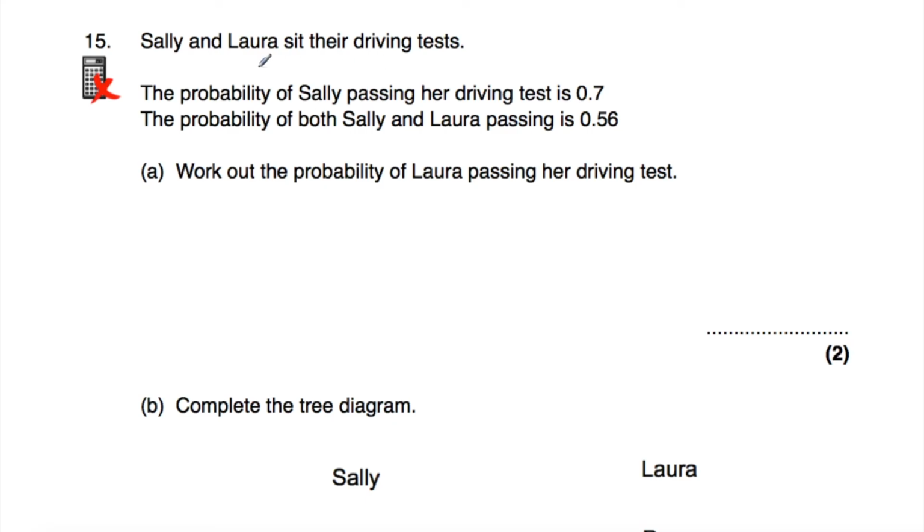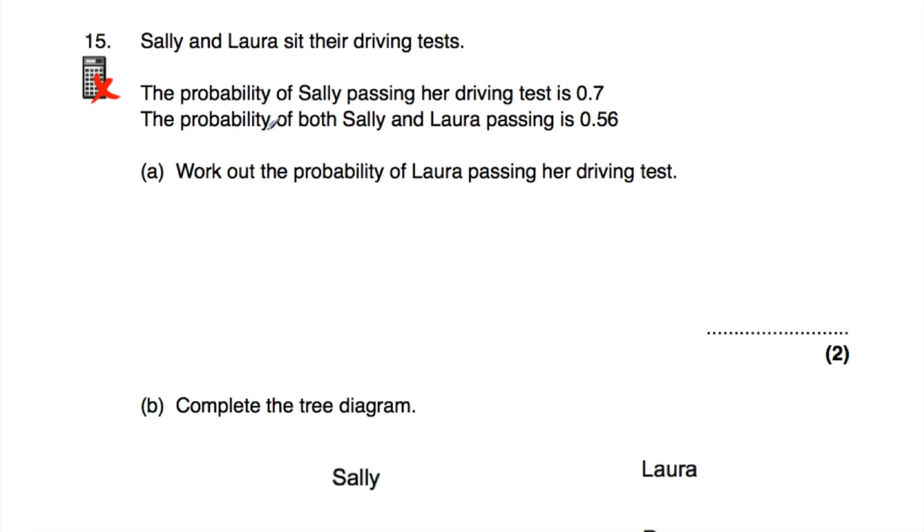Now in this question, obviously Sally and Laura sit the driving test. Those events should be independent of each other. Obviously the fact that Sally passes or fails shouldn't affect Laura passing or failing. Now in some real life situations it might do. Perhaps they're using the same driving instructor. Maybe if Sally fails really badly, it might put the driving instructor in such a bad mood that he's more likely to fail Laura. I'm not entirely sure. But in this question we're going to assume that they're independent events.